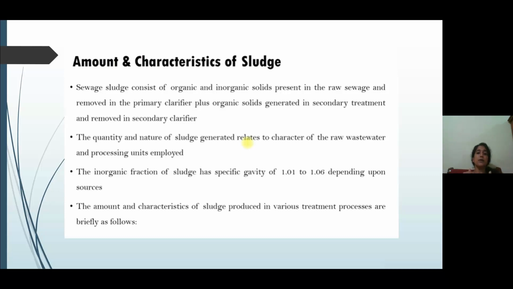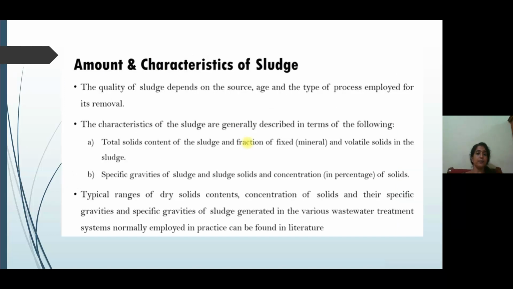Then sewage sludge consists of organic and inorganic solids present in raw sewage, and it can be removed from the primary sedimentation, that is the primary clarifier, and from the secondary treatment units. The quantity and nature of sludge generated are related to the character of the raw wastewater. And the inorganic fraction of sludge has a specific gravity of 1.01 to 1.06 depending upon the sources, and the amount and characteristics of sludge produced in various treatment processes are briefly as follows.